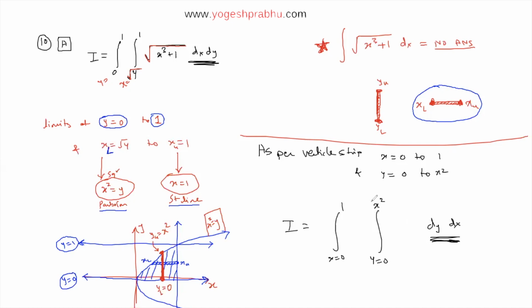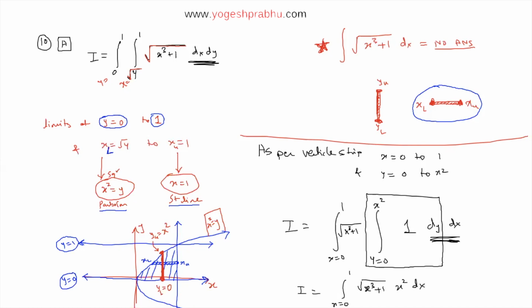So now we will integrate which integral first? Y. Okay. So while integrating y, can we say x cube plus 1 is a constant? Yes. So what remains is just 1. What is integration of 1 dy? Y. Put the upper limit and lower limit, what will you get? X square. Is that correct? Yes. Now once you get it like this, now you can easily solve.